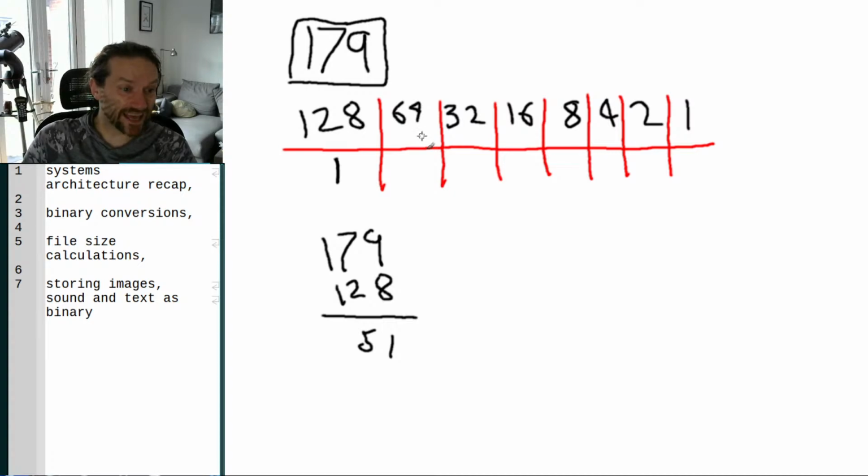51 is less than 64. Right, 51 is less than 64. So we are going to put a 0 down here. Because we put a 0 under that number, we are not going to do anything down here.